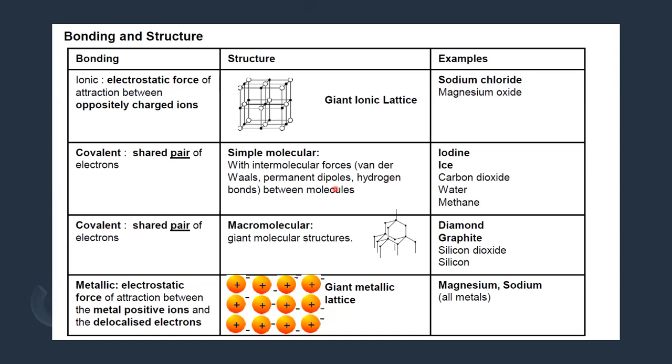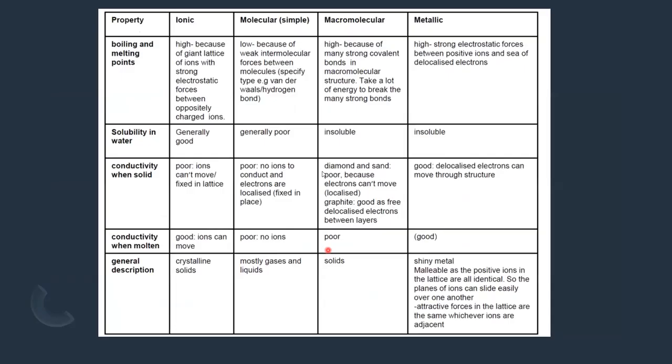But macromolecules such as diamond, graphite, silicon dioxide, silicon, graphene, fullerene and carbon nanotubes all have a macromolecular structure. The covalent bond is there, but the structure contains an infinite number of atoms. Even for fullerene, which is about 60 carbon atoms, it also refers to a large macromolecular structure. What about the metallic bond? That's an electrostatic attraction between the positive ions and the delocalized electrons. All the metals have this identical structure.